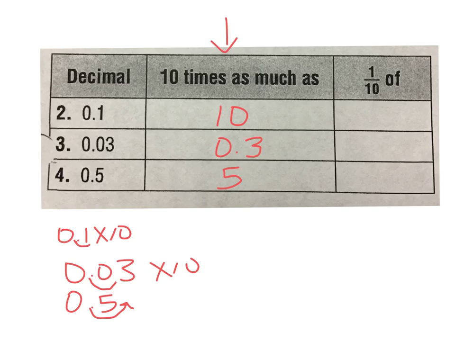Okay, now what if I'm doing 1/10 of it? So I'm actually taking 0.1 and I'm dividing by 10. Well, if I went to the right to multiply, which way do you think I go on division? Left. So I'm going to take it and go this way. So I'm going to say 0.01. Does that make sense?